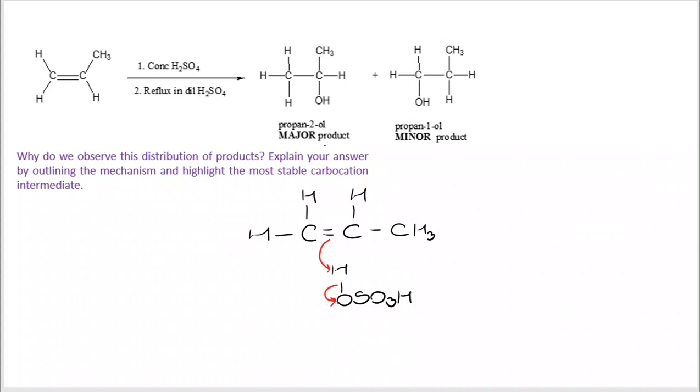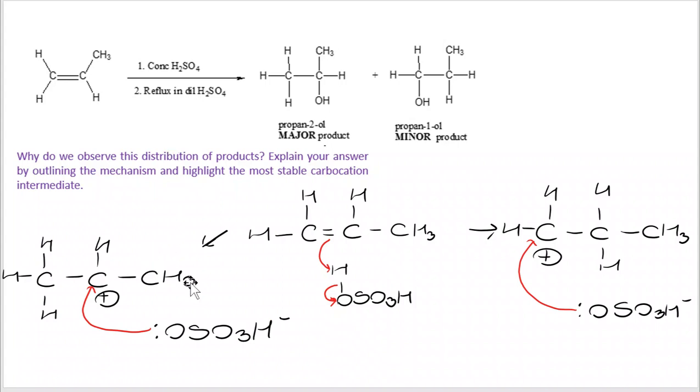And again, at this point, we split off in 2 potential routes. I can end up with my second carbon is positive, and here I've got the example where my first carbon is positive. Now let's classify those carbocations. This one is primary. It has 1 alkyl group connected to it. This carbocation is secondary. It has 2 alkyl groups connected to it.